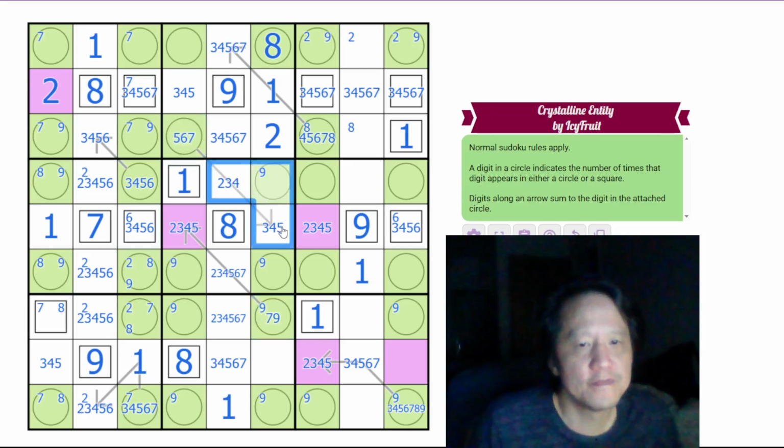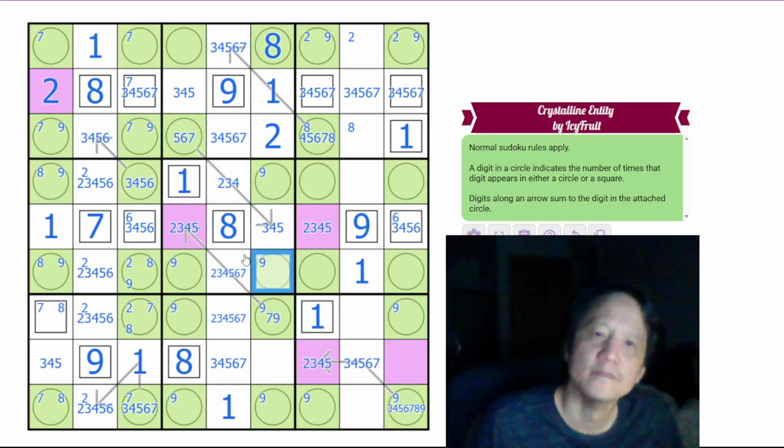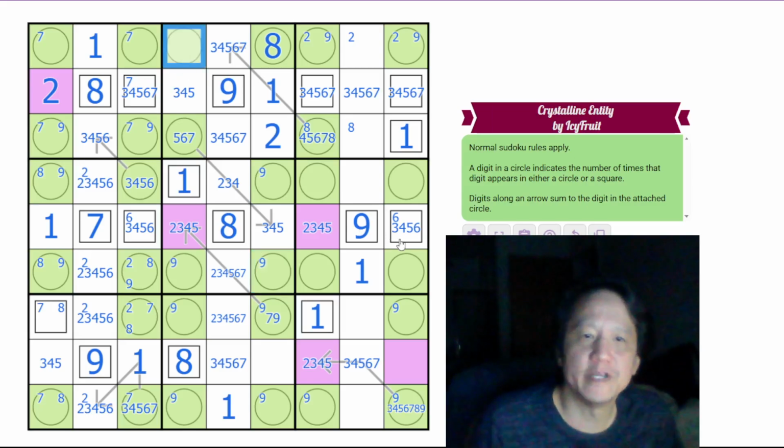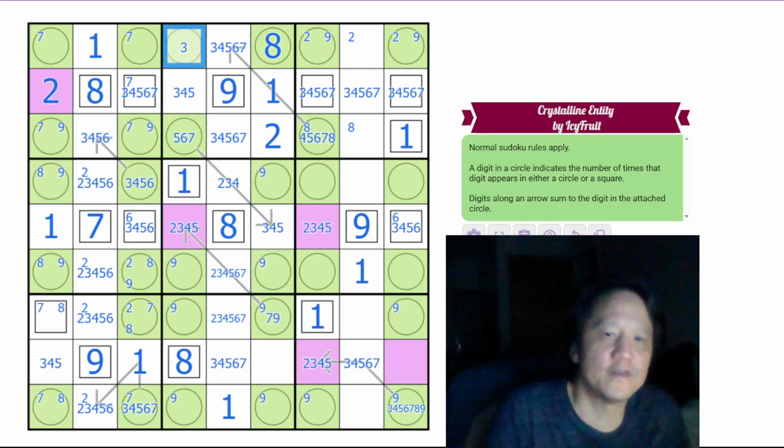What are the remaining digits here? It has to be 3, 4, 5, 6, 7.